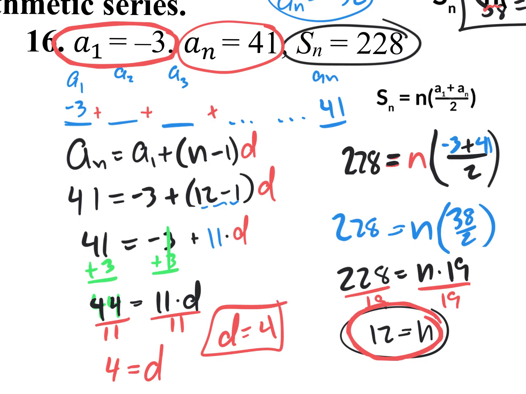What are we trying to answer anyway? They're trying to answer what a sub 2 is and a sub 3 is. They want the first three terms of this series. So we went through all that work to find what d is, and now that we know d is positive 4, from here to get to this one, all you have to do is add 4 to it. So negative 3 plus 4 is 1, and 1 plus 4 is 5. The instructions say, what are the first 3 terms of this series? That would simply be negative 3, 1, and 5.